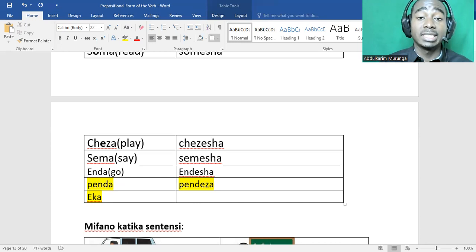And we use this pendeza to mean something is beautiful, okay? If you go to a school, you say shule hii inapendeza. If the school is beautiful, shule hii inapendeza.